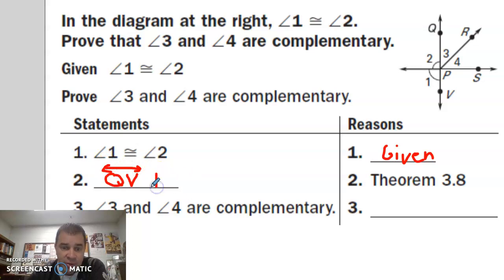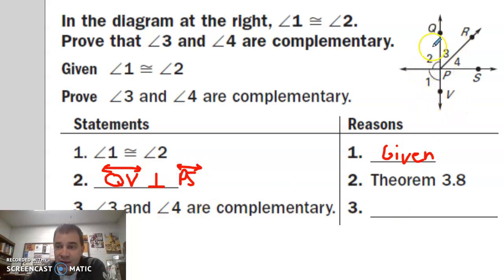And by the way, this is the perpendicular statement. I don't know if we've seen that a whole lot yet. QV is perpendicular to PS. Those have to be perpendicular because we've got a linear pair where both angles are congruent. That's what Theorem 3.8 tells us.